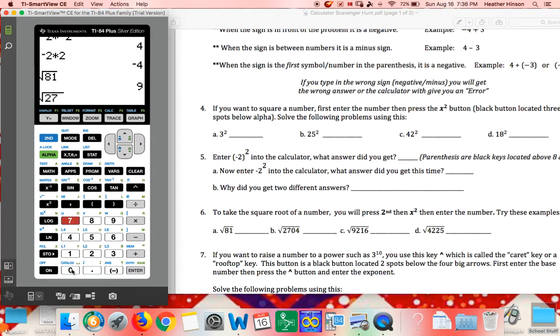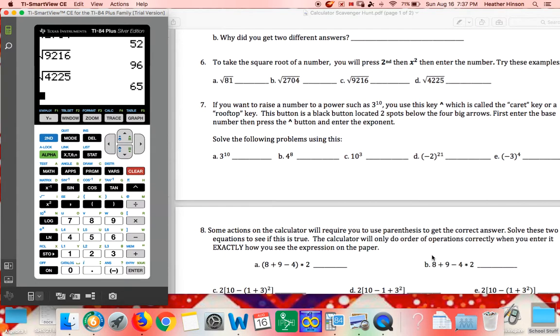And then 2,704, you can enter on that one. The next one, second, x squared, to get your square root symbol, 9,216. And then the last one, your second and x squared gives you 65 on that one. So all you have to do, if you ever want these blue symbols up top, you have to hit the blue button. So second to get any of those symbols up top. So second x squared in this case.